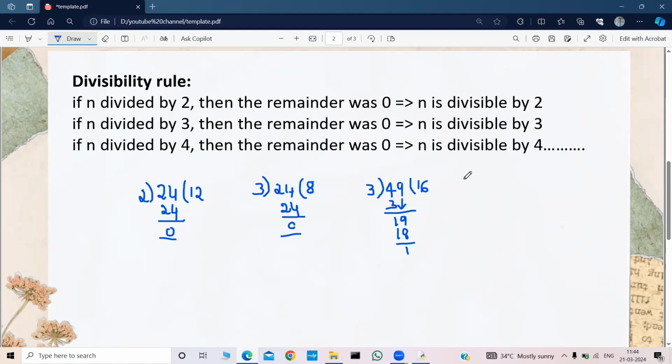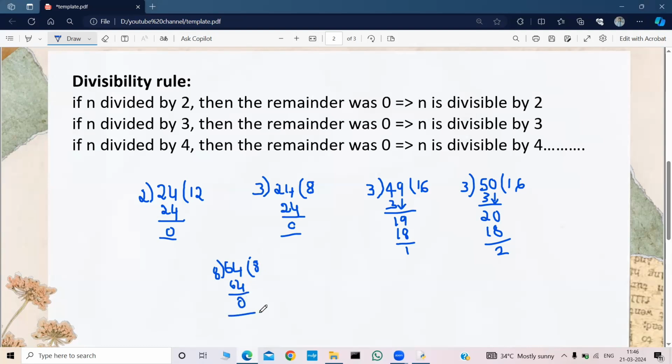Let me take some other number, 50, and divide it by 3 itself. So 3 1s are 3, and 5 minus 3 is 2, and I need to bring down this 0, making 20. 3 6s are 18 and my remainder is 2. Now again, 50 is not divisible by 3. Let me take the number 64 and divide it by 8. We know 8 8s are 64 and the remainder is 0, right?